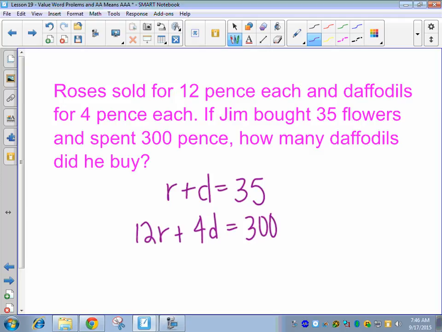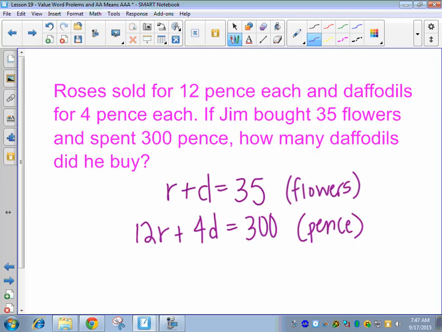Okay, we don't have to change any decimals on this one. So roses were 12 pence each, so 12 goes in front of the roses. Daffodils were 4 pence each, so 4 goes in front of the daffodils. And the total is 300 pence. So this one is all pence. And this one's just the total flowers.